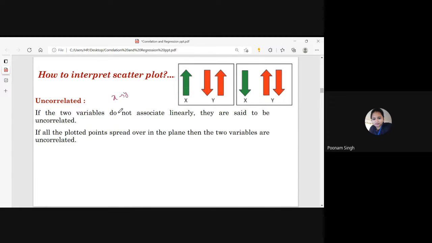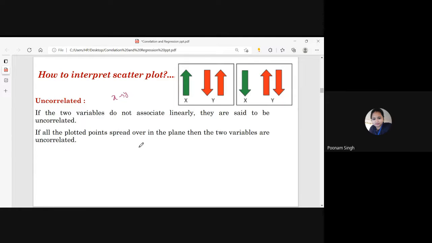There is no linear pattern existing between x and y, but there may be a non-linear relationship between x and y, because correlation tells the linear relationship between the two variables, and if they are uncorrelated, it means that there is no linear relationship, but there may be a non-linear relationship existing between the two variables.